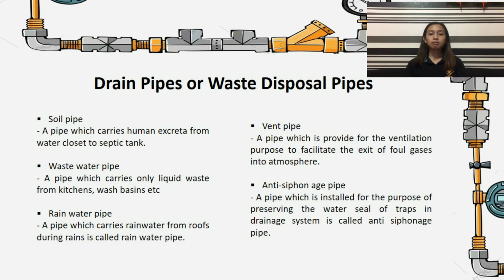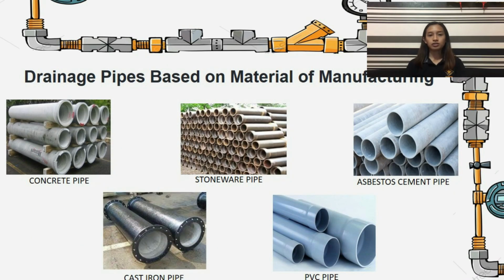So the vent pipe provides ventilation to facilitate the exit of foul gases into atmosphere. So it is open in the top and the bottom. Anti-siphonage pipe is installed for the purpose of preserving the water seal of traps in the drainage system. So this is very helpful to seal the backflow of the drainage. There are also drainage pipes based on material of manufacturing such as the concrete pipes, cast iron pipes, stoneware pipes, PVC pipes, and the asbestos cement pipes.